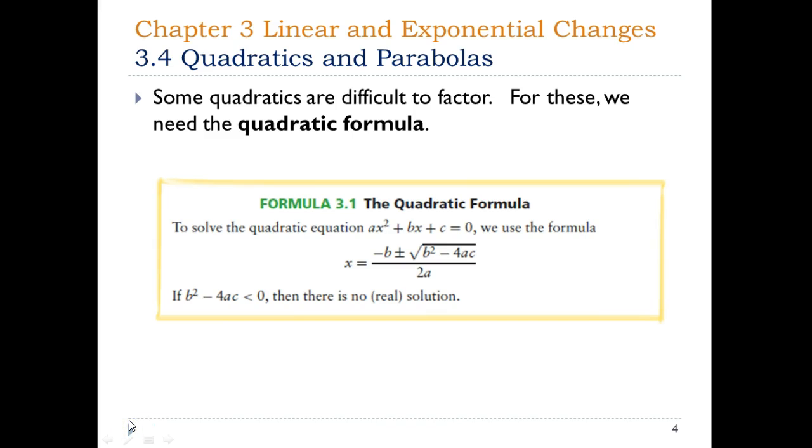Some quadratics are difficult to factor. For these, we need the quadratic formula. To solve the quadratic equation ax squared plus bx plus c equals 0, we use the formula x equals negative b plus or minus the square root of b squared minus 4ac, divided by 2a. If b squared minus 4ac is less than 0, then there is no real solution.